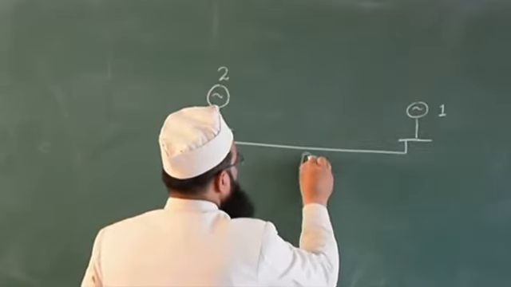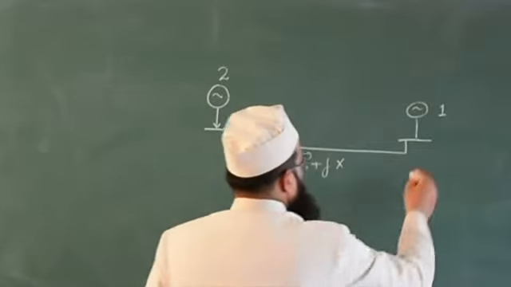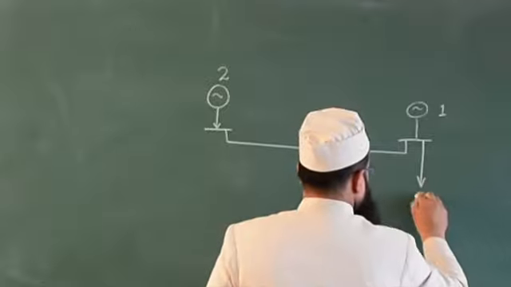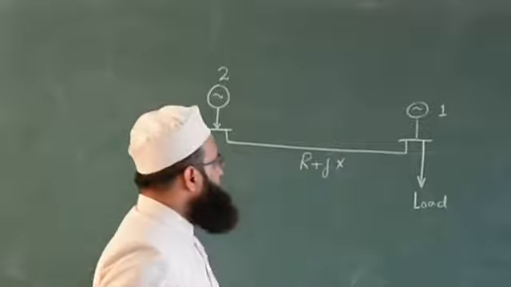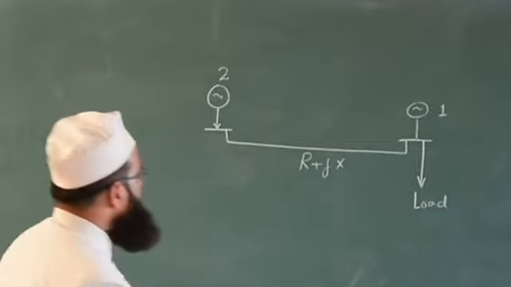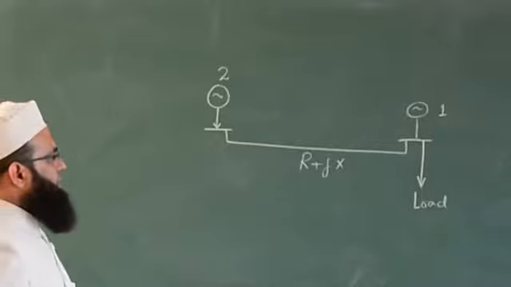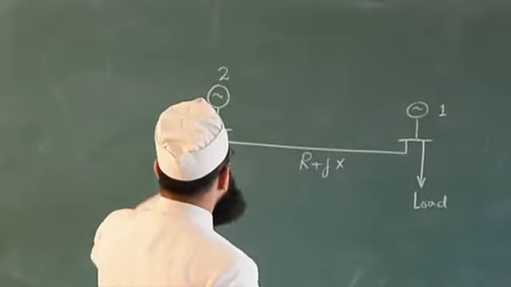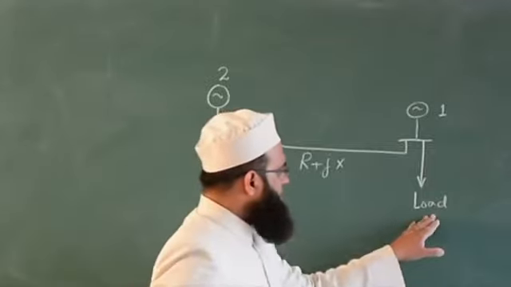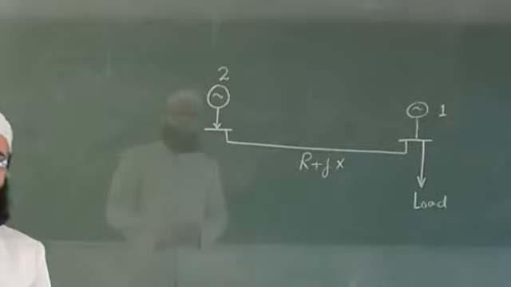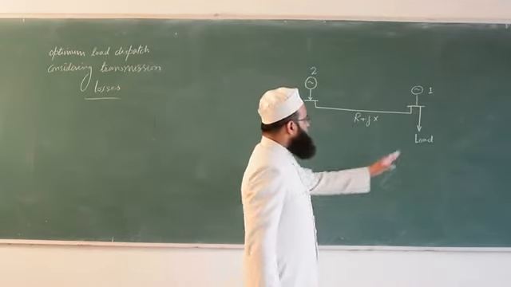This is the line in between these 2 units, R plus jX, and the load is connected near to unit 1. These 2 units are identical. It means the incremental cost curve of the 2 units is the same. So for any load, using the simple equal incremental cost criterion, we can conclude that the load should be divided equally.